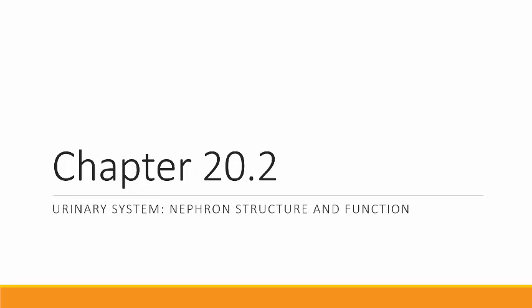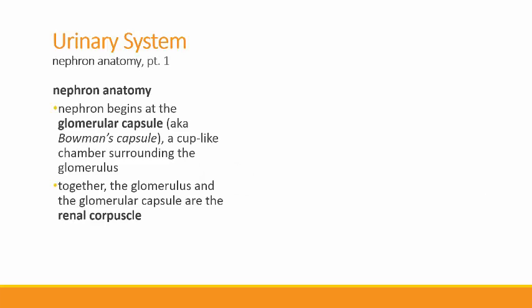So in the last video, we discussed the blood supply to the kidney, and so now it's time to take a look at the kidney portion of this whole business. And so we'll dive into what a nephron is in this video. So we'll start first with nephron anatomy.